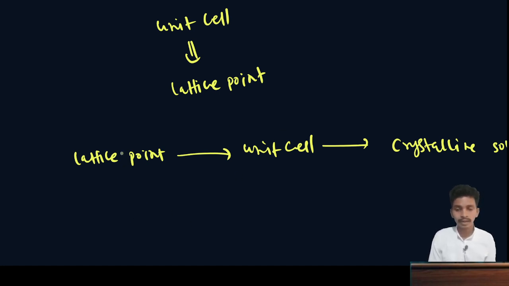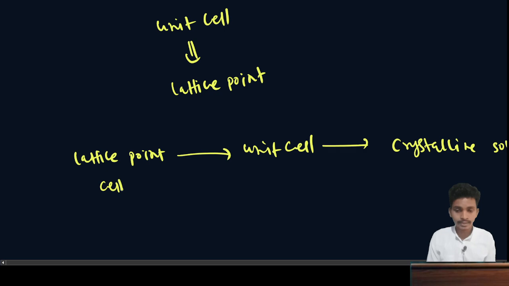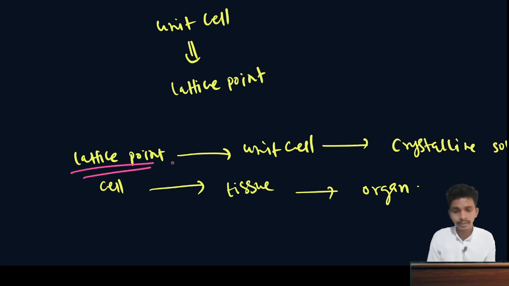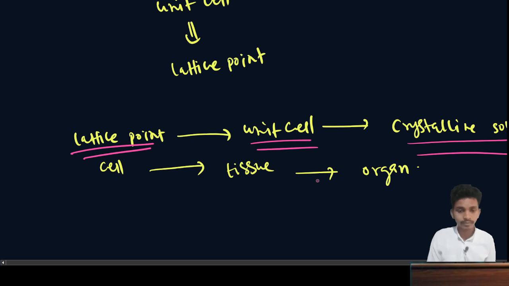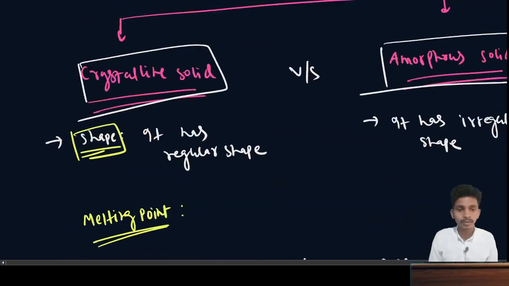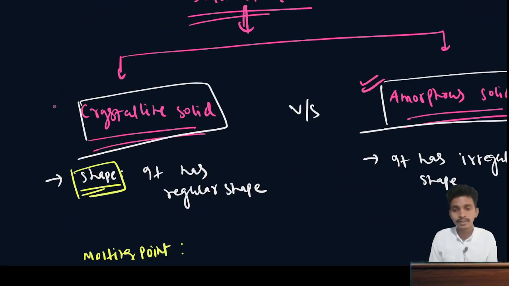Similarly, like we have cells, and from cells we make the tissues, and from the tissues we make the organs, in the same way we first need lattice points, and these lattice points will help to make unit cells, and from these unit cells we make crystalline solids. So in this chapter of solid state we will mainly discuss crystalline solids only, and we will not discuss amorphous solids.